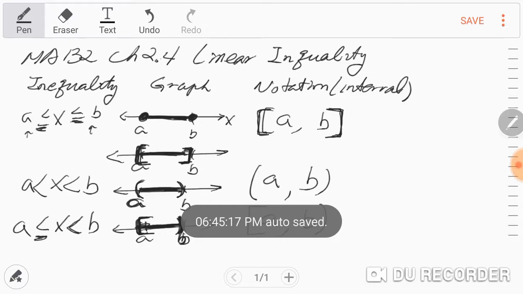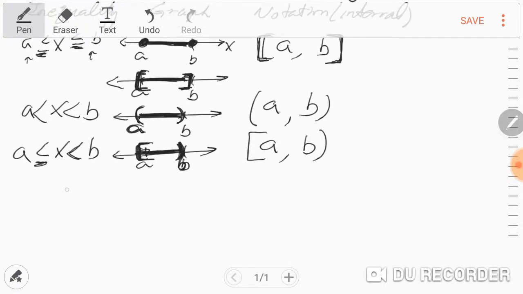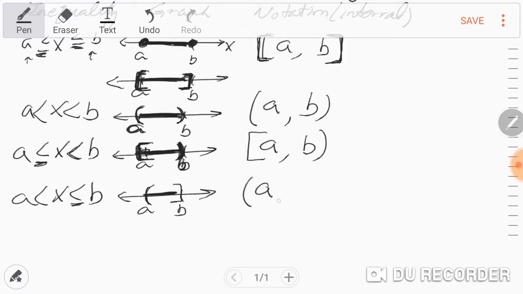Okay, let's try another one, the other way around. So x is greater than a, but this time x is less than or equal to b. Then here is a and b. There's no equal sign on a, so use a parenthesis. There's an equal sign on b, which means b is included, and make a bold line between a and b. Then the interval notation: a is not included, so use a parenthesis. b is included, so use a bracket.